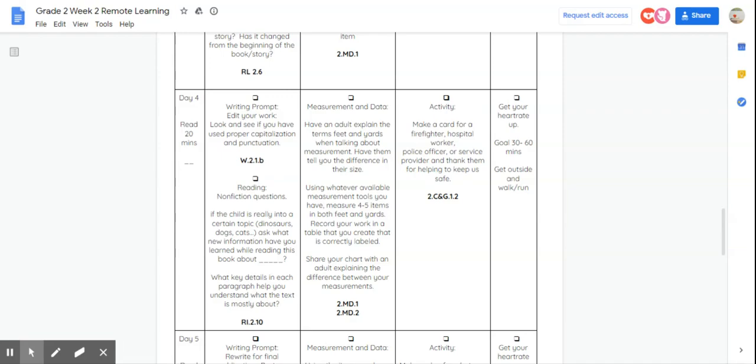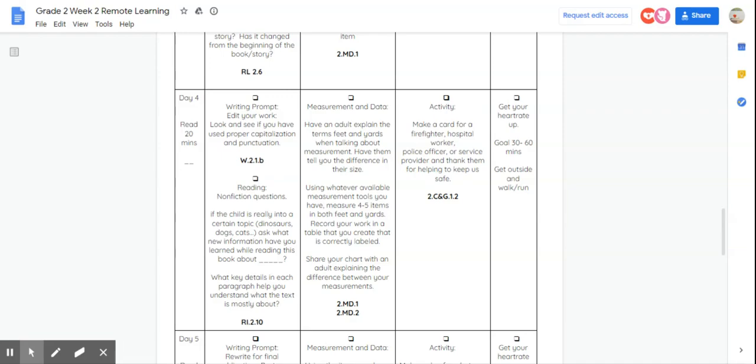All right, let's look at math. We're still on measurement. Have an adult explain the terms feet and yards when talking about measurement. Have them tell you the difference in their size. So I'm going to go ahead and discuss this. When we're using feet, those are smaller units. So earlier, I explained that feet actually come from the term a foot. So if you look down at your foot, that's kind of an estimation about how long a foot is, especially if it's an adult foot.